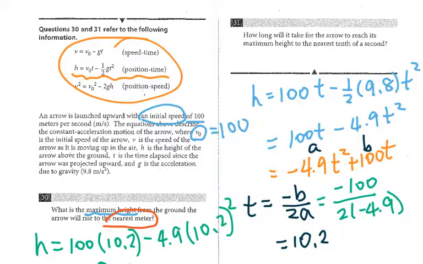For 31, how long will it take for the arrow to reach its maximum height? We already figured out that's 10.2, because that's nearest tenth. Yeah, 10.2 seconds.